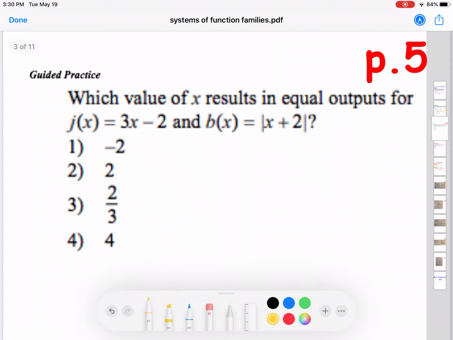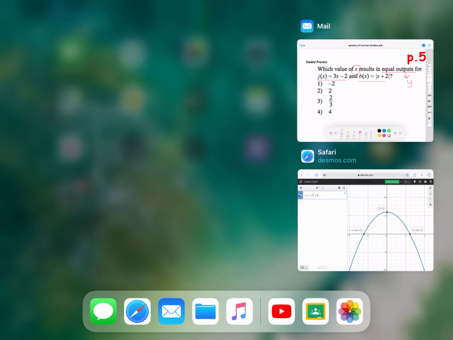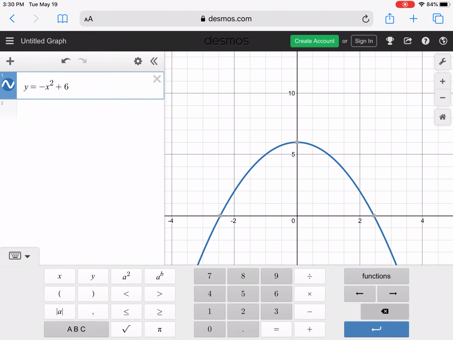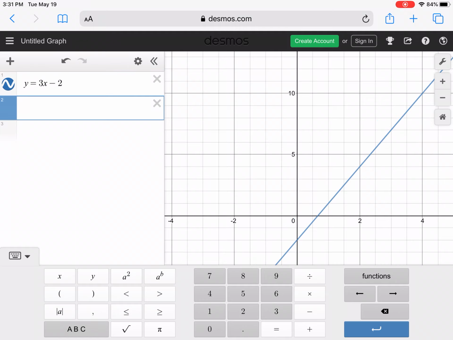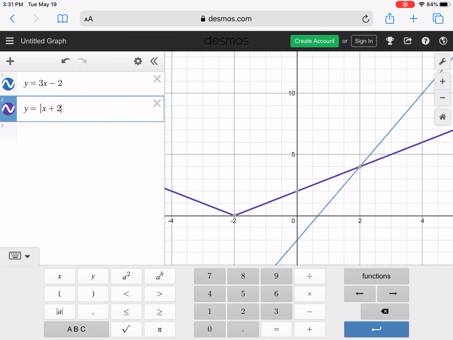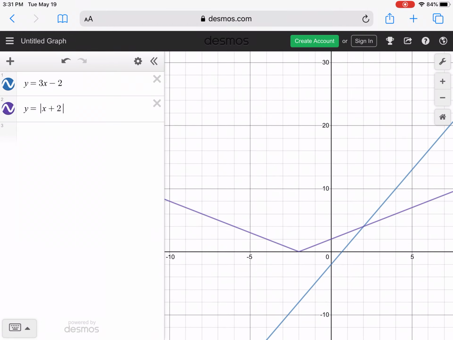So our question here says, which value of x results in equal outputs? So we know that outputs are always our y values for j of x and b of x. So let's start by first graphing these two, and we're going to go ahead and graph them at the same time. So for j of x, we'll type in y equals 3x minus 2. And then for b of x, we'll use y equals, we hit our absolute value bar, and we want the absolute value of x plus 2. So if we zoom out here, we see our j of x in blue and our b of x in purple. And the question said, which value of x results in equal outputs?